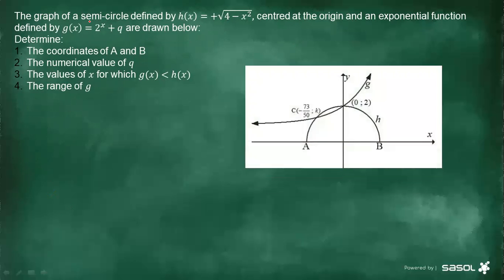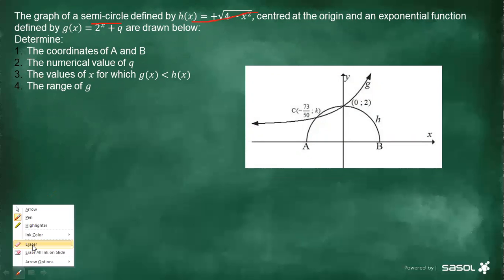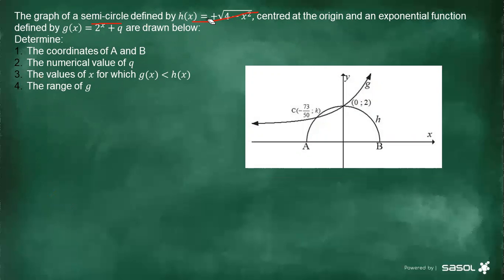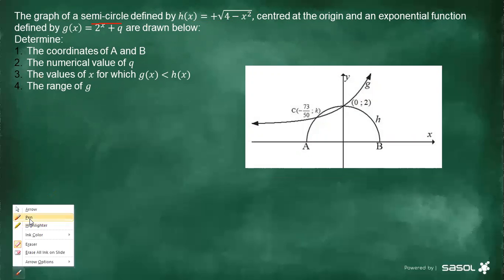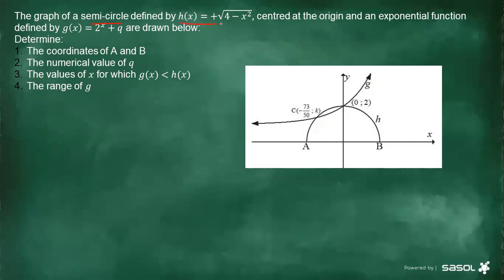The graph of a semicircle is defined by h of x, this one. Sorry, let me just remove this. All right. It is defined by this, centered at the origin, and an exponential function defined by this graph in the diagram below. Determine the coordinates of a and b.